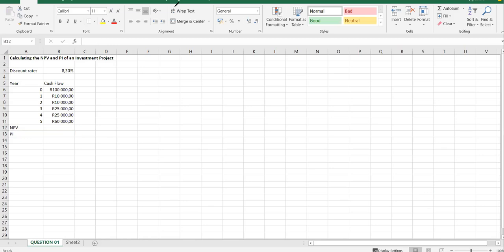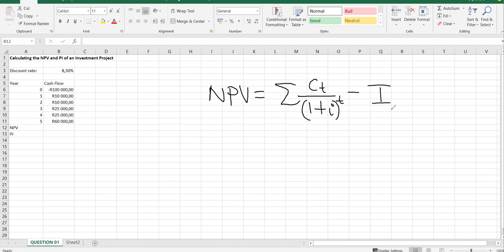If you can remember the formula for the net present value, or just write it here, NPV. We are going to discount the different cash flows back to time 0, is it? So this is summation of CT over (1 plus r) to the power T. So that is discounting the cash flows. And then you subtract what? The initial investment, I. So that is the formula for calculating the net present value.